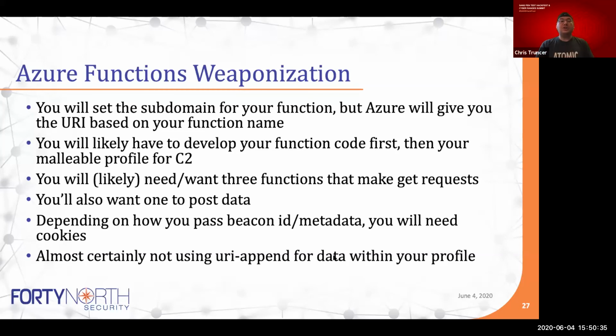If I want to use an Azure function, the first step I'm going to do is build out my function first, and then I'm going to look to modify and create my malleable C2 profile, or wherever I customize how my agent connects out to me.